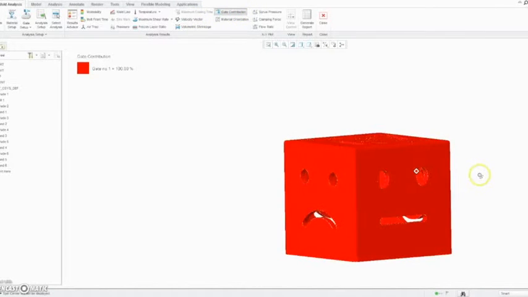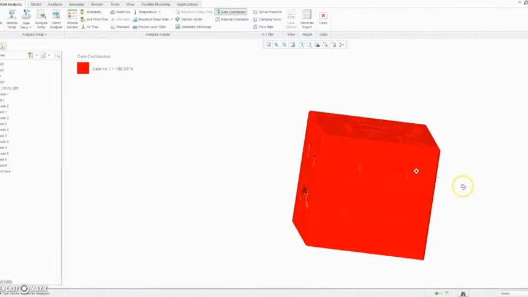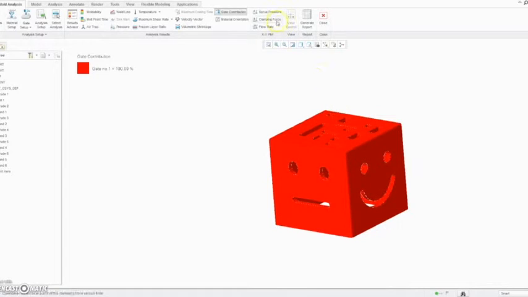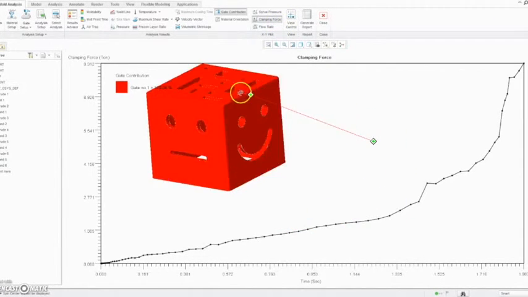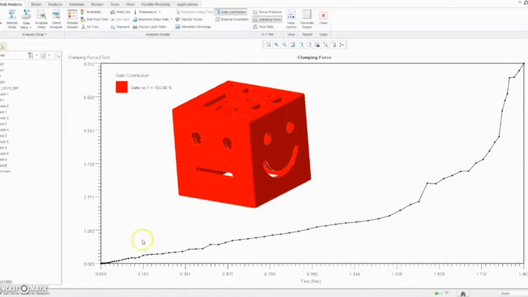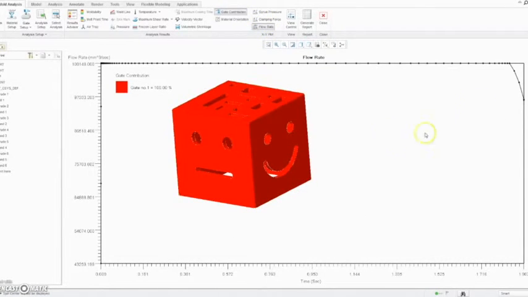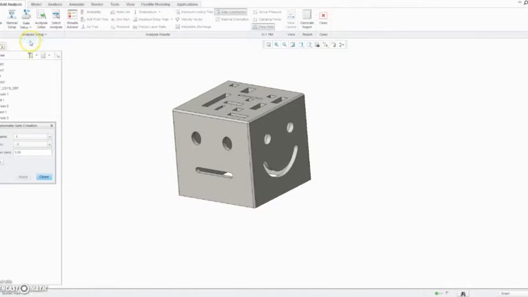Following that, we can look at the gate distribution, but of course we have only one gate, so it's quite obvious. But this is a very important bit, the clamping force. And as you can see, it can be shown in graph form, so it's easy to analyze and easy to understand for design engineers. In addition to that, we've got a graph for the flow rate.